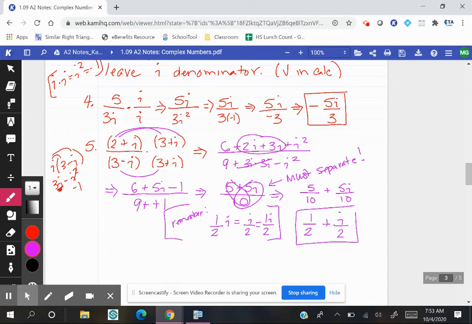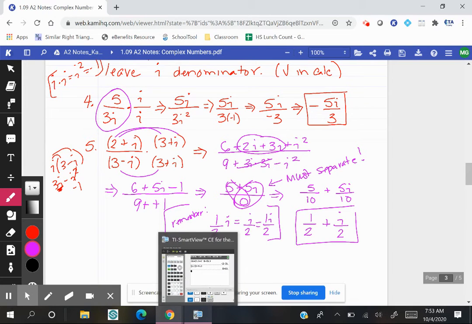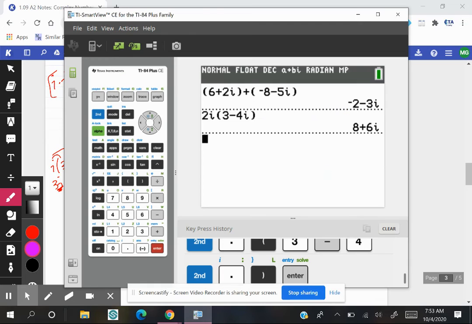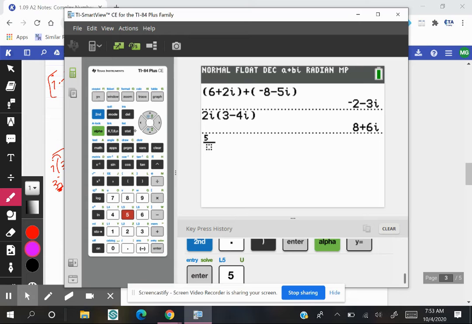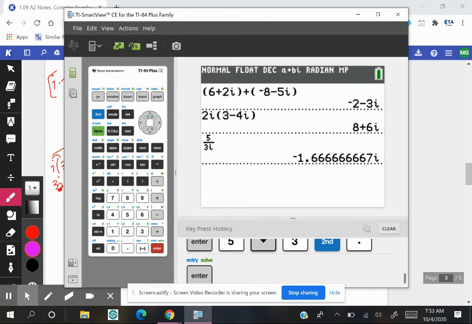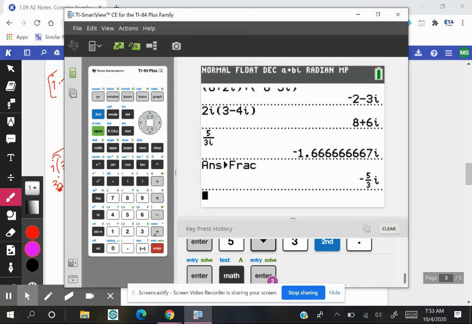And again, to check these, all you're doing is typing in the original problem into your calculator. And a lot of times it'll just fix it for you when you hit enter. So you'll just hit 5 over 3i and it'll give you your negative 5 over 3. So do your alpha y equals. I'm going back to number 4 and just checking that one, and then I'll let you guys check the other. Hit enter, and there's your negative 5/3 i.